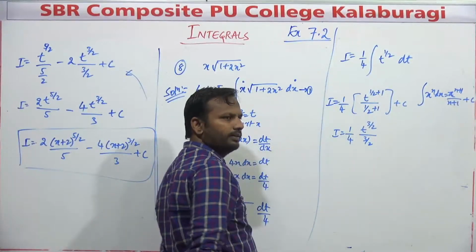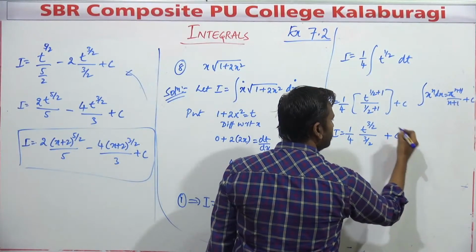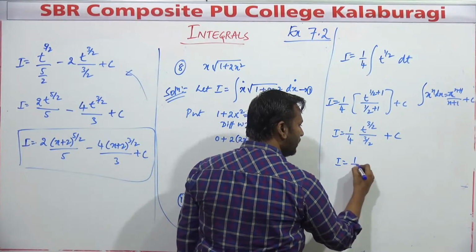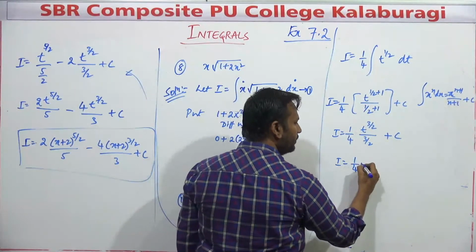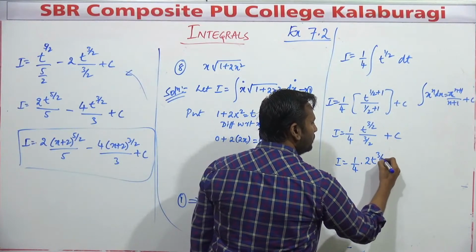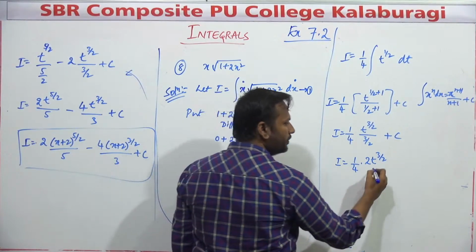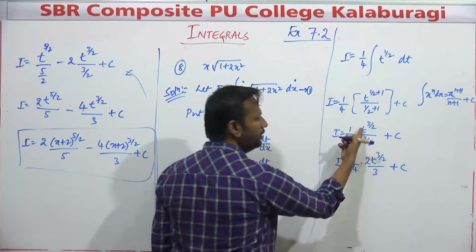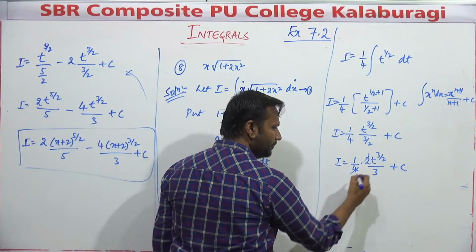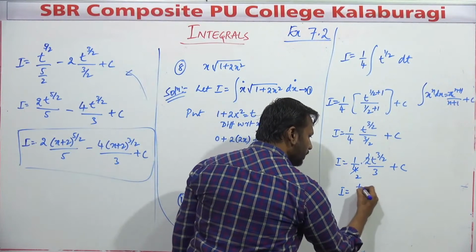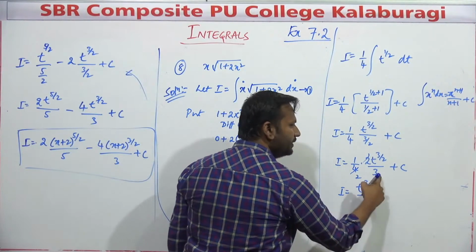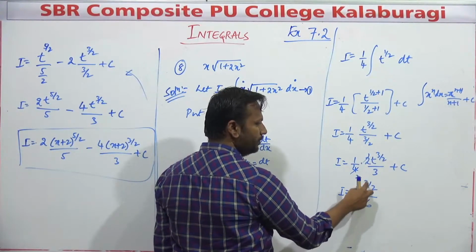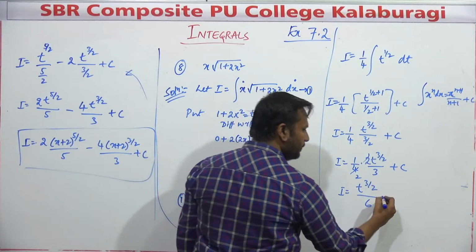Take the LCM, you get 3 by 2, plus c. The 2 goes to the numerator, so 1 by 4 times 2 times t to the power 3 by 2 divided by 3, plus c. Here 2 ones are 2, and 2 twos are 4 in the denominator. So I equal to t to the power 3 by 2 divided by 2 threes are 6, plus c.